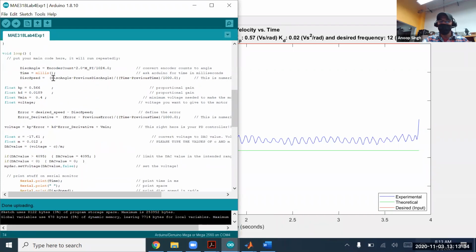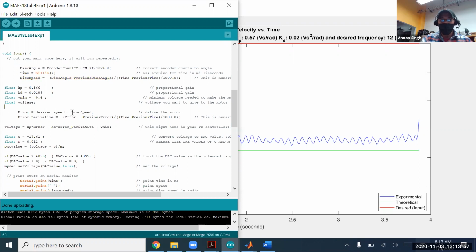So if there's a little bit of error in the angle divided by this time difference, which is a couple of milliseconds, that error is going to become really high because you're dividing by a much smaller number. So therefore, even if there was a very little angle error, when you find the disk speed, there is more error in it. But still, it's not too bad.